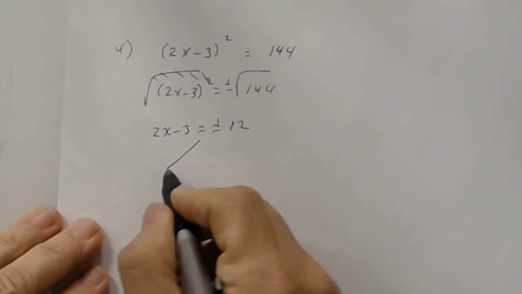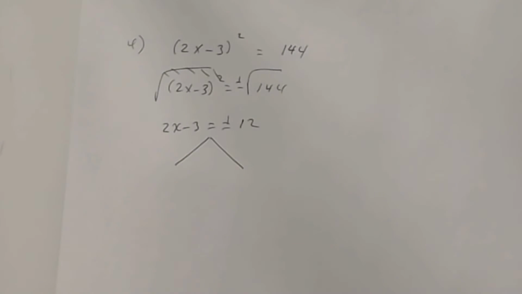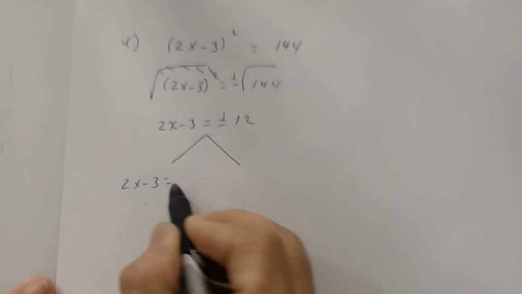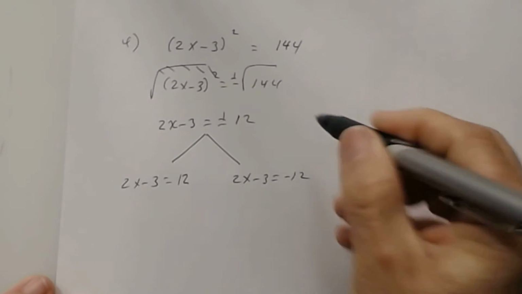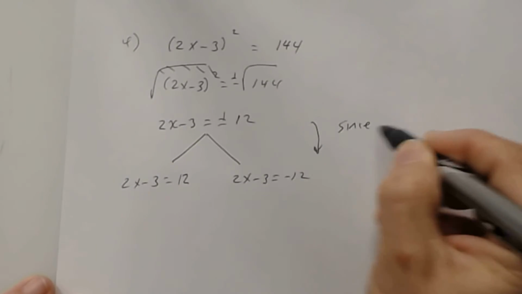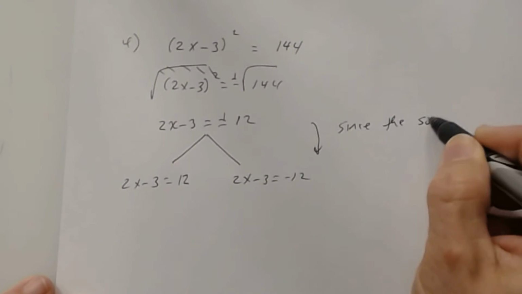All right, so I no longer have the square root. I have 12, a positive 12, a negative 12. What kind of number is that? Rational or irrational? Rational. So since it's rational, remember those 2 arrows I drew yesterday? You can do this now. You can write them as 2 separate rational solutions. So you're going to say 2x minus 3 equals what? Plus 12, and then 2x minus 3 equals negative 12. Since the solutions are going to be rational, you write it like this.